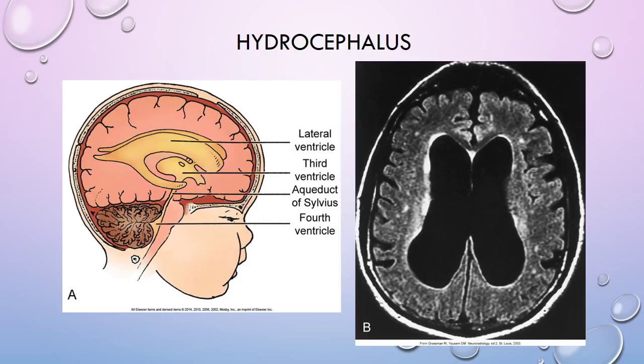Diagnosis is made based on head circumference in addition to the results of other diagnostic tools used, which may include transillumination, echoencephalography, CT scan, MRI, and a ventricular tap or puncture.